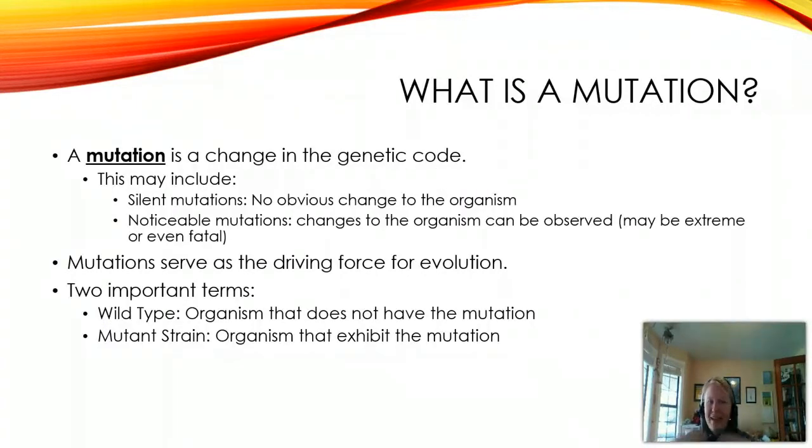A mutation is any change in the genetic code. This can be a silent mutation, meaning that there's something that has changed in the genetic code, but we don't know about it. And this is really common in humans, for instance. We all have a lot of different changes to our genetic code that may or may not actually have any kind of outward impact. So that's a silent mutation.